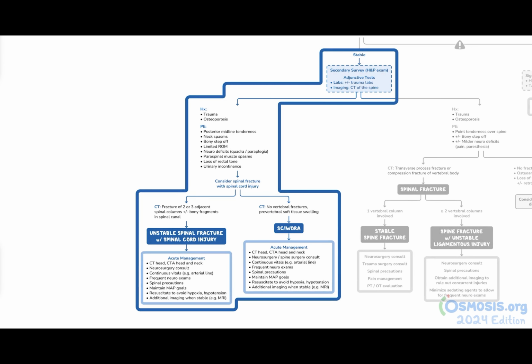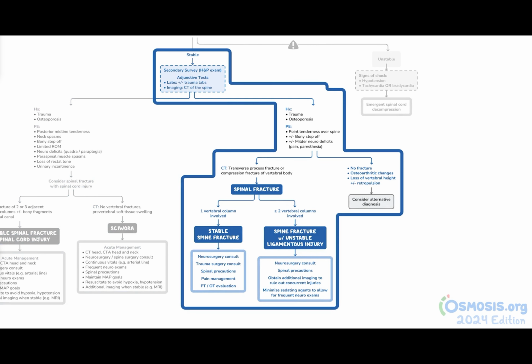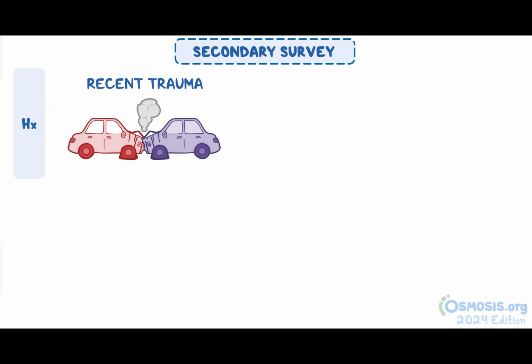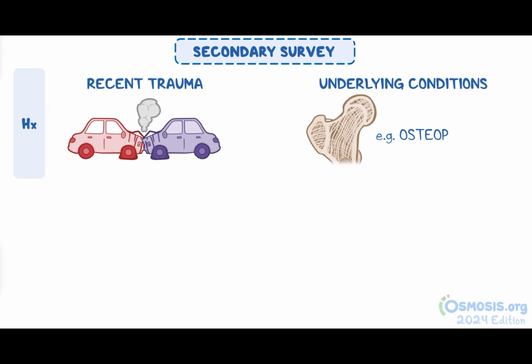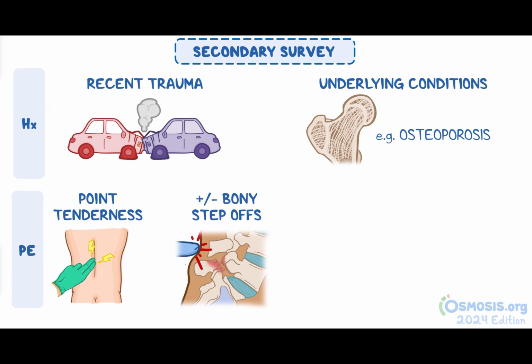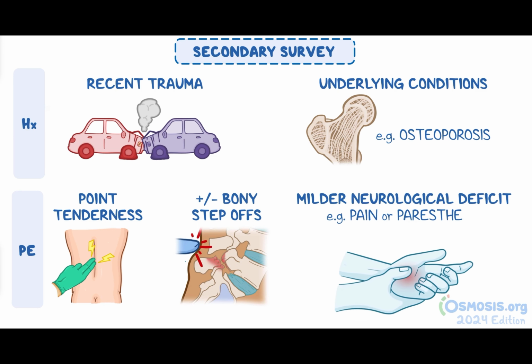All right, let's go back to history and physical exam and talk about patients without signs of spinal cord injury. History might reveal recent trauma or underlying conditions like osteoporosis. On examination, you might find point tenderness over the affected spinal region with or without bony step-offs, and possibly a milder neurological deficit than with spinal cord injury, like pain or paresthesia.